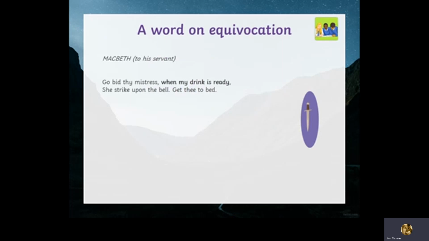Now, "when my drink is ready" presents Macbeth as some sort of vampirical character, doesn't it? It's nighttime. Nighttime's when bad things happen. He wants to drink blood. So when my drink is ready, it's really when Macbeth could be saying it's time to attack Duncan.